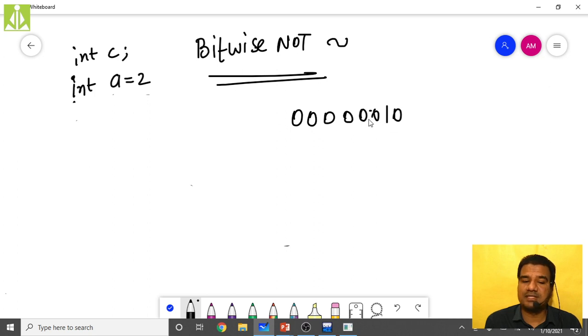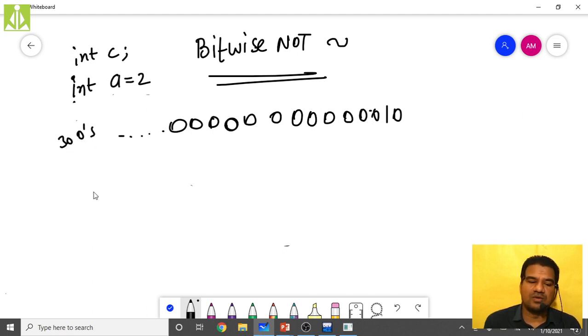I am doing this only for 8 bits, but your integer will take 32 bits. With 32 bits, the last two bits we know are 10, and the remaining 30 bits will all be zeros in our consideration, up to 30 zeros. So if you invert this A value, this is your A, isn't it? To get the negation of A, what we have to do is negate all bits.